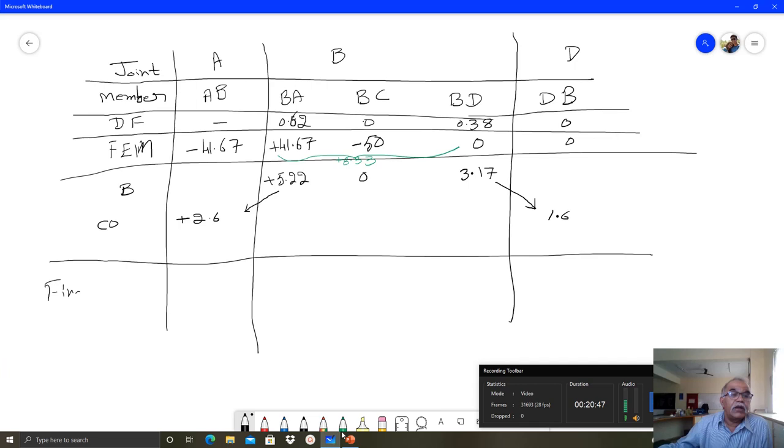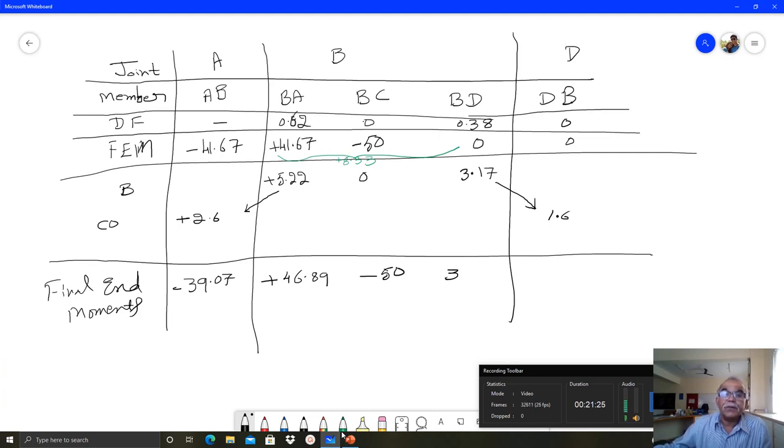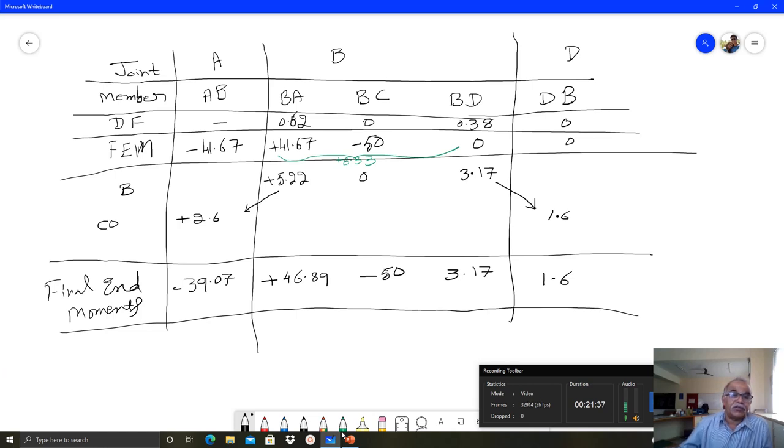Now final end moments, it is minus 41.67 plus 2.6, it will be minus 39.07, and this 41.67 plus 5.22, it will be 46.89, and this will be minus 50, and this is 3.17, and this will be 1.6. Now these are the final end moments. Now with this we can draw shear force diagram and bending moment diagram.